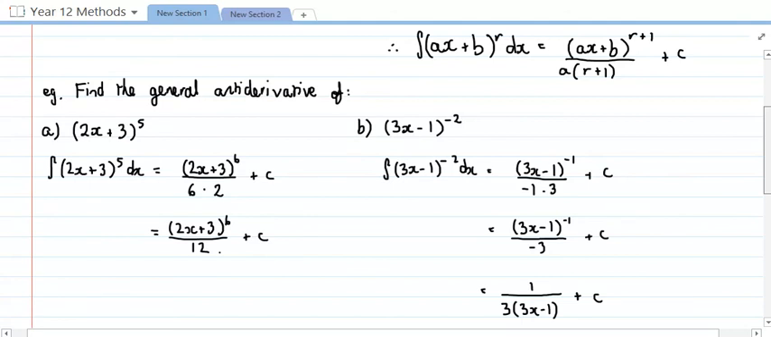Anyway, I will leave that video there, and we'll have a look in the next video at the situation when r is equal to -1, and we'll see how that's done differently.